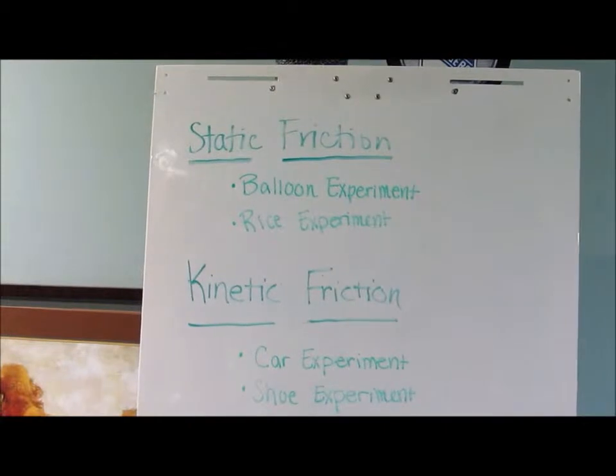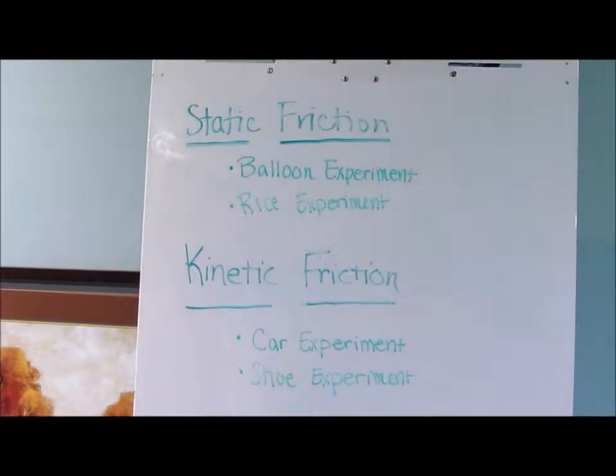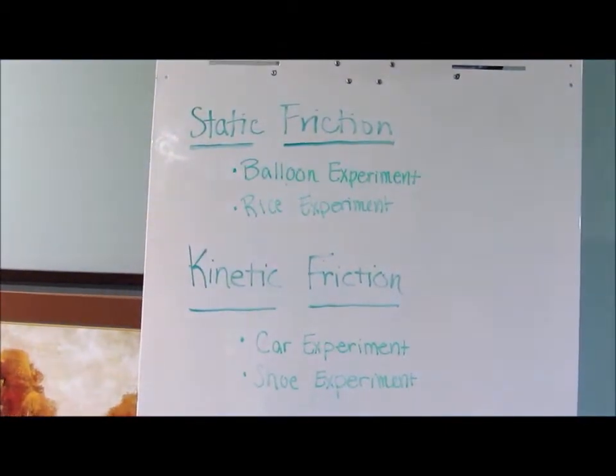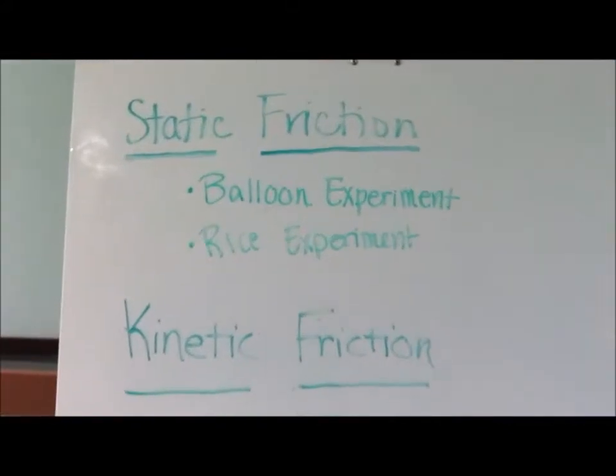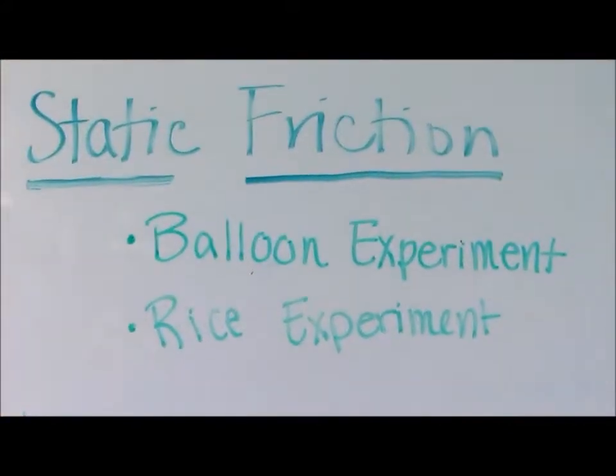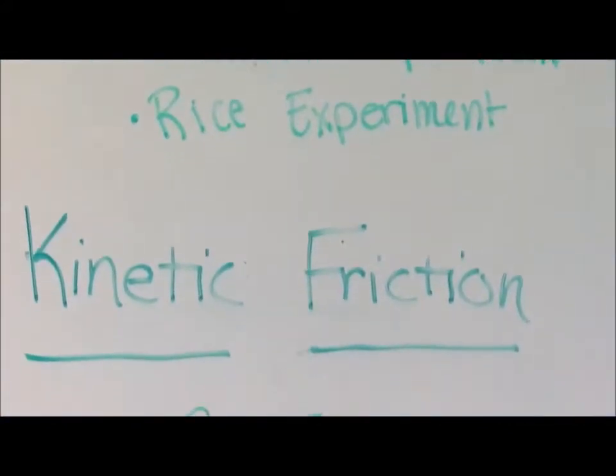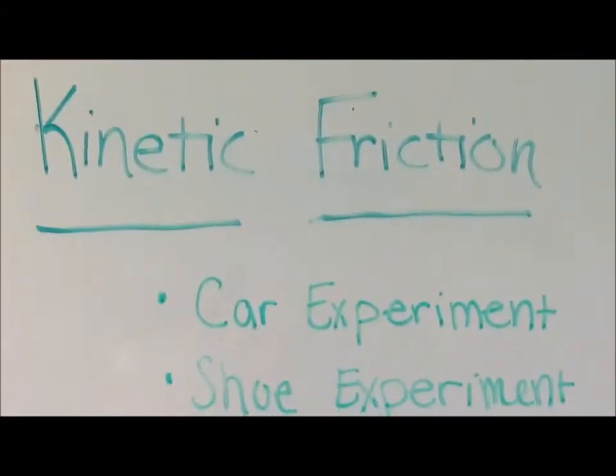Today we demonstrated the different types of friction. Static friction is the force that prevents two surfaces from sliding past each other. Also there is kinetic friction, which is the friction of two materials that are sliding or moving over each other.